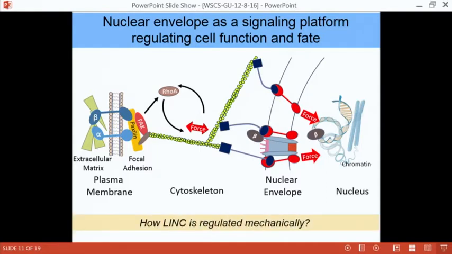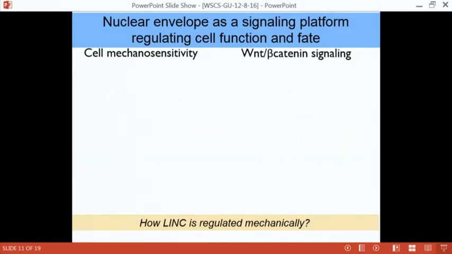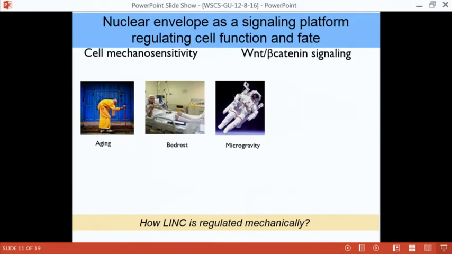In this way, we are currently studying how these LINC complexes are regulated mechanically or otherwise, and we think that regulation or dysregulation of LINC complexes plays a role in cases where we have reduced mechanosensitivity and beta-catenin signaling, such as aging, bed rest, or microgravity, or we can utilize these mechanical challenges or regulation of LINC complexes in cases like tissue regeneration as well as in bioreactors.